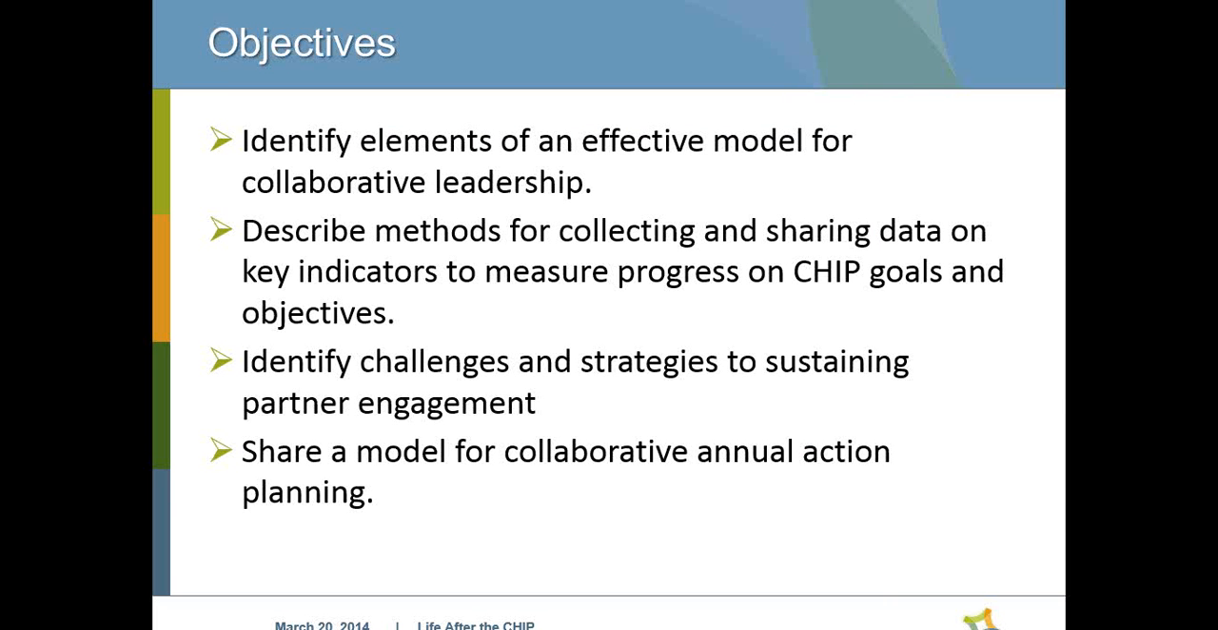Before we begin, though, I just wanted to review the objectives for the day and then set the tone by thinking a little bit about some of the work that Sarah Rosenbaum from George Washington University has done, thinking about community health needs assessment principles. So the objectives of today's webinar are to identify elements of an effective model for collaborative leadership, to describe methods for collecting and sharing data on key indicators to measure progress on community health improvement goals and objectives, to identify challenges and strategies to sustaining partnership engagement. You'll hear a lot about that. And then to share a model for collaborative annual action planning.